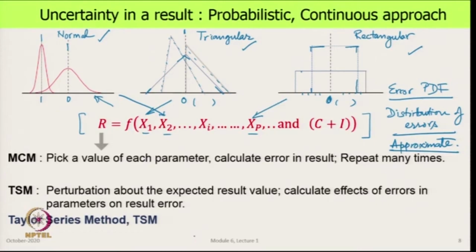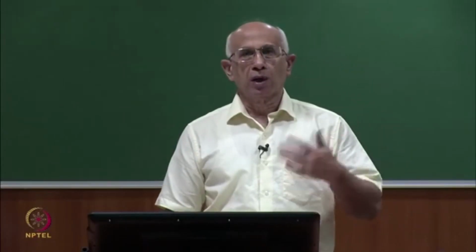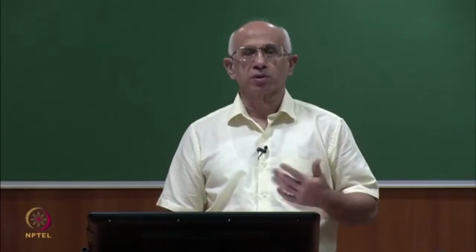So, the two methods that we have, first is the Monte Carlo method, the MCM. And what it tells us is that first pick up the probability density function for each variable, then out of that function pick out one number at random, that is the mean value. So, that is the value, and use that value to calculate the result. Now, do this many times. This means that it is not just once, 2, 5 or 10 times that you do, you literally have to do hundreds, if not thousands, if not tens of thousands of times.